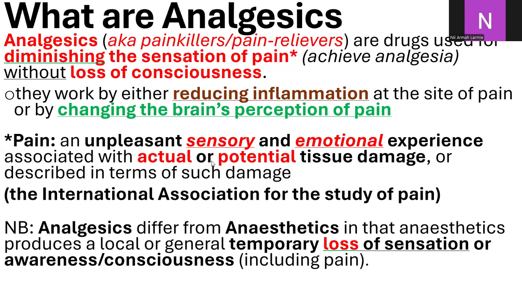There are two ways by which these analgesics work, and these two ways give us the two types of analgesics that we have. They work either by reducing inflammation at the site where the pain is, or they work by changing the brain's perception of the pain. Now, this gives us the two ways by which the analgesics work, and it also gives us the two main ways of classifying analgesics.